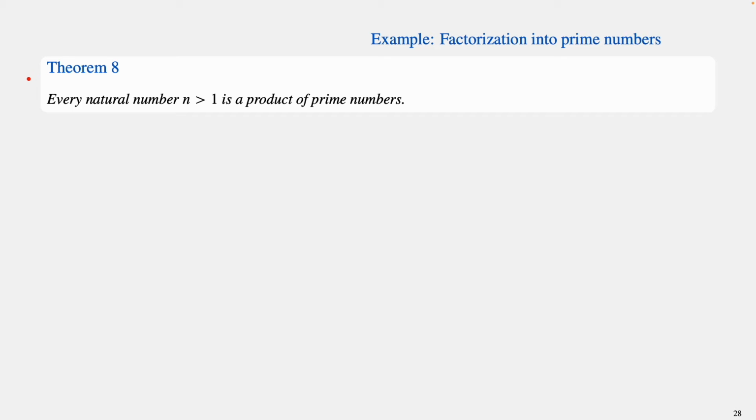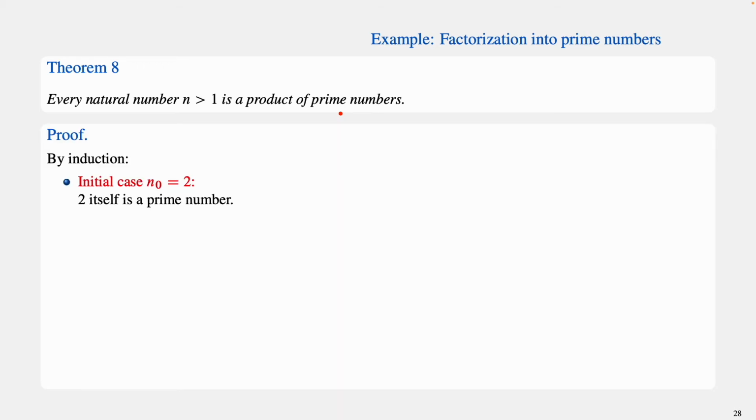And as a second application, I want to state the first little theorem in our course. By a theorem, I usually mean a very important proposition that is well worth remembering. And that is that every natural number n greater than 1 is a product of prime numbers. We prove this by induction.